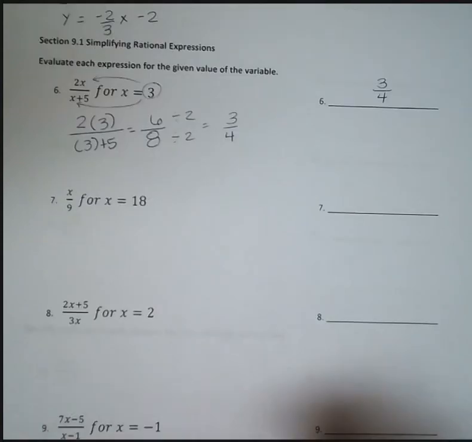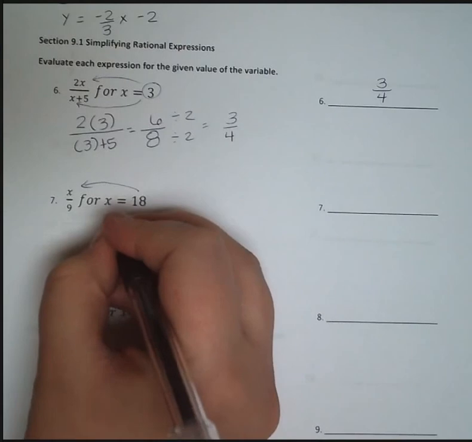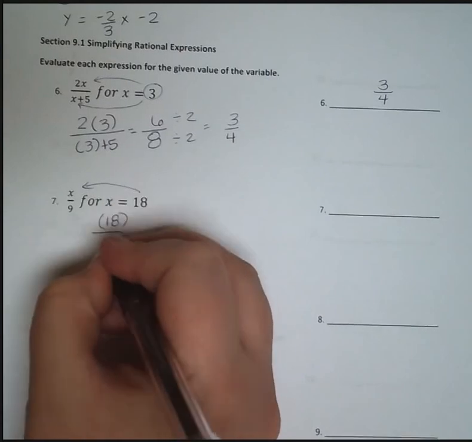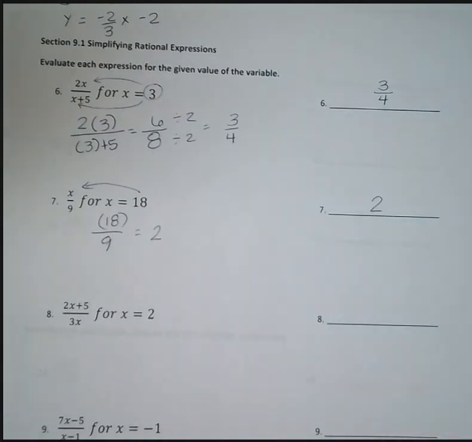Number 7. Plug that 18 in for x. So we get 18 divided by 9, which is 2. Make sure you do not put 2 over 1. If you do, that would be half off. So be careful that you only write your 2.